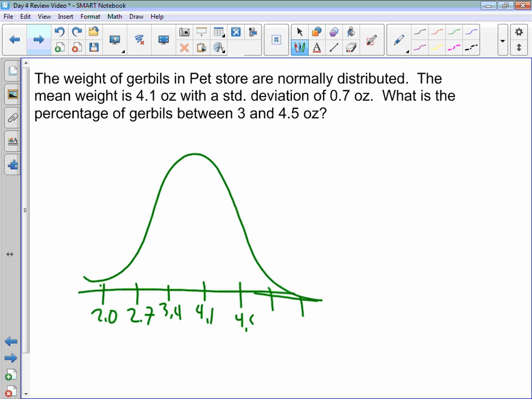This is 4.8, this is 5.5, and this is 6.2, and this is gerbil weight in ounces. And so what they're asking us is the area between 3 and 4.5.